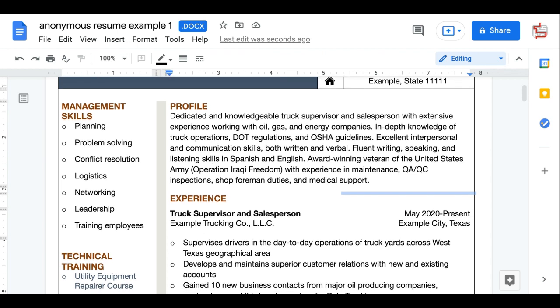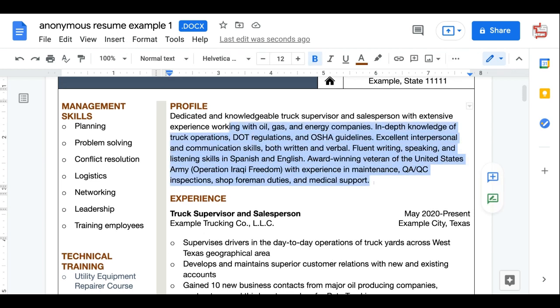At the top, this is their summary, this part here. So I called it a profile. You can call it a summary. Those are the two things I would call it, summary or profile. More modern resumes no longer include an objective. So my suggestion to you will be to use a profile or a summary.